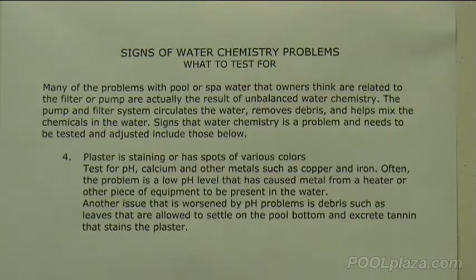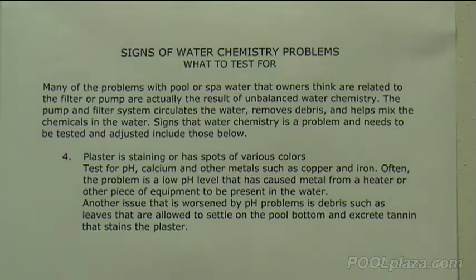Plaster staining is a particularly difficult problem to deal with but it's one that needs to be dealt with quickly in order to eliminate the problem and prevent it from getting worse and perhaps impossible to fix. If you see plaster staining around pool returns, you need to check the chlorine and pH levels before you check anything else. In addition, staining in other areas may indicate the presence of metals such as copper and iron in the water, so you need to test for copper and iron as well.